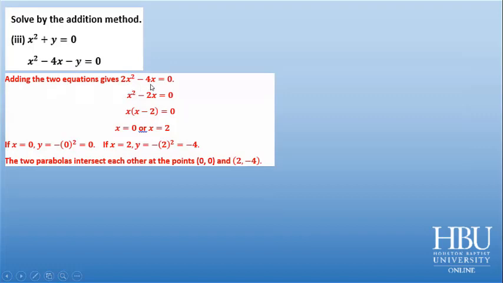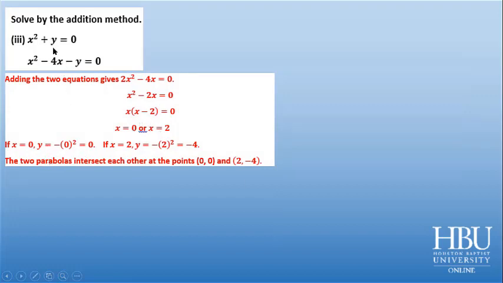If I divide this equation through by 2, I'll have x squared minus 2x is 0, which factors x times x minus 2 is 0. So either x is 0 or x is 2.